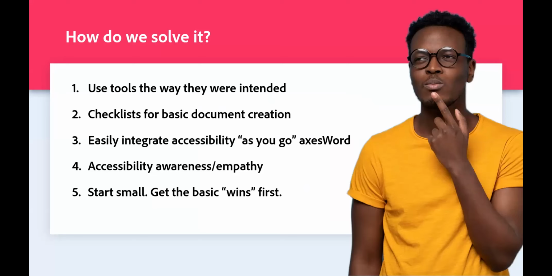How do we solve this problem? All right, so again, I mentioned this earlier. One of the most important things you can do is use the tools the way they were intended to be used. Word has bulleted lists. InDesign has bulleted lists. Use the feature. Word has styles, and those styles are going to map to tags. Use styles in your document.